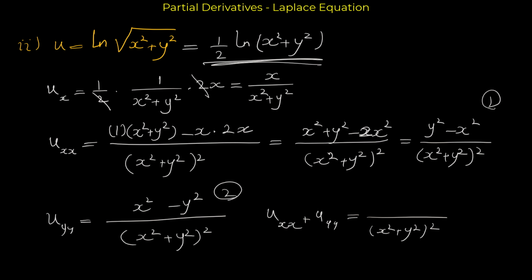numerators to each other. Now, look at the numerators. They are negative of each other. We have y², we have negative of y² in the other one. We have a negative x² in the equation number 1, in the equation number 2 we have positive x². So if we add these to each other, the numerator would be 0, and 0 over that expression is 0. So this means that this function is a solution to the Laplace equation.